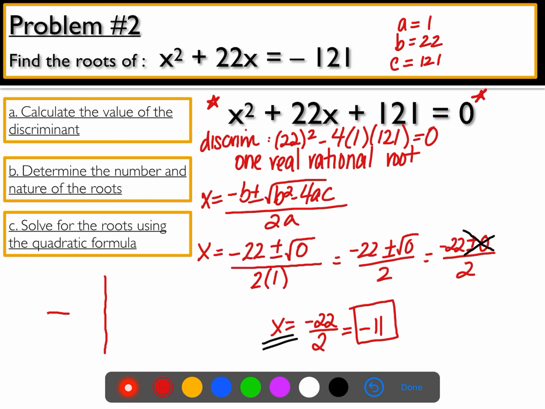Okay, we saw an example graph in part 1 of 8.4. Okay, one real rational root. This is what the graph would look like. Okay, imagine this is negative 11. That is what the graph of this function would look like. We always compare back to solve by graphing because that's the most visual method that we have.